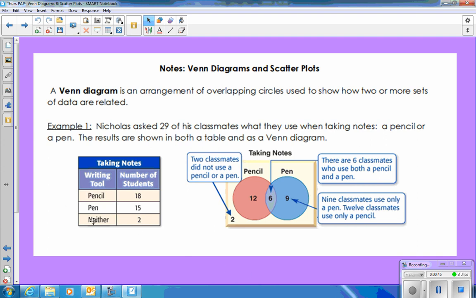So this chart is not a very efficient way of showing this information because it doesn't show how many students answered both. However, a Venn diagram shows that overlap. These are the students who said they use both a pencil and a pen. These use only a pen, and these use only a pencil. Here's your neither. So 12 plus 6, that's 18, 19, 20, 29.